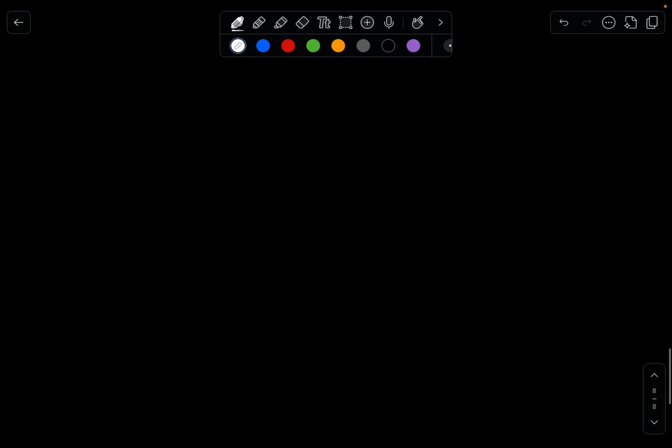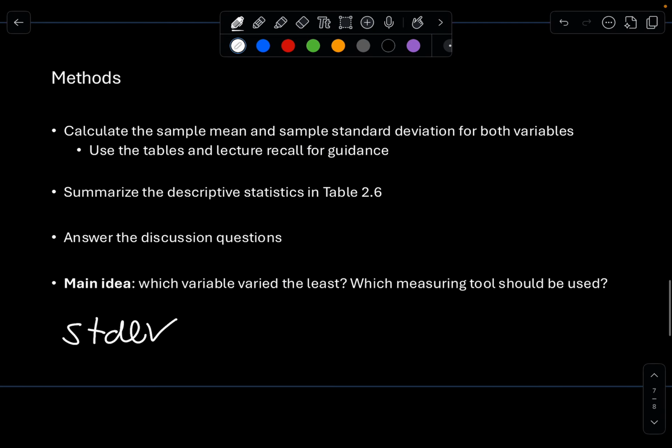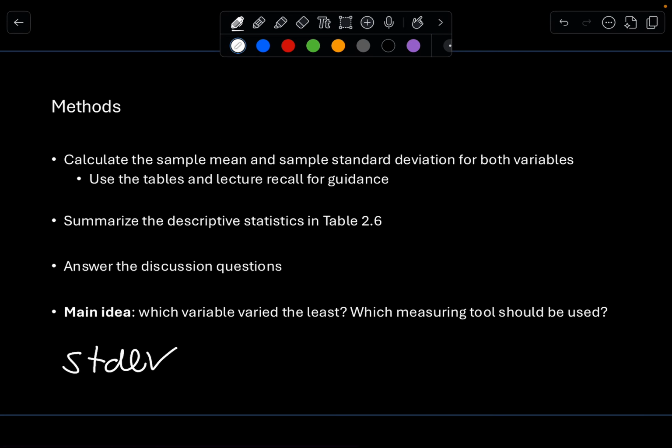Okay, and then after you complete table 2.6, you'll answer the discussion questions. Remember, all of your work will be submitted on Blackboard. You can work with a partner or a group, but make sure that you submit your work individually.